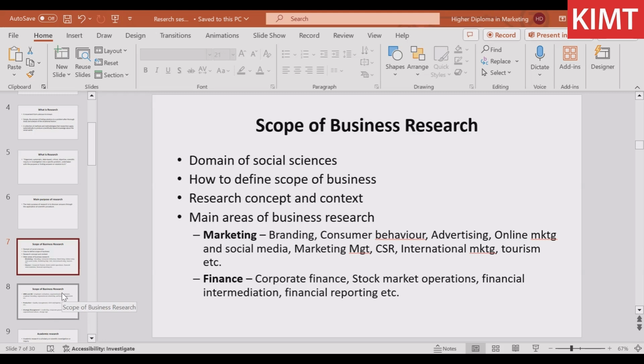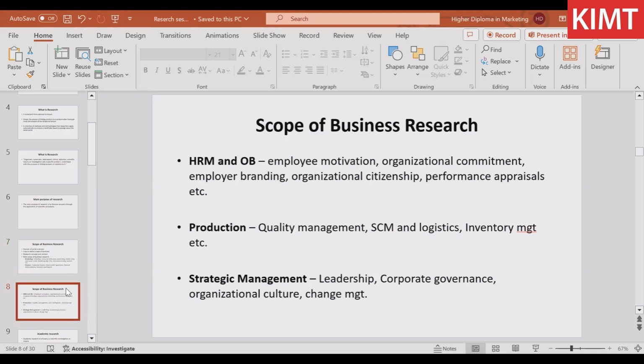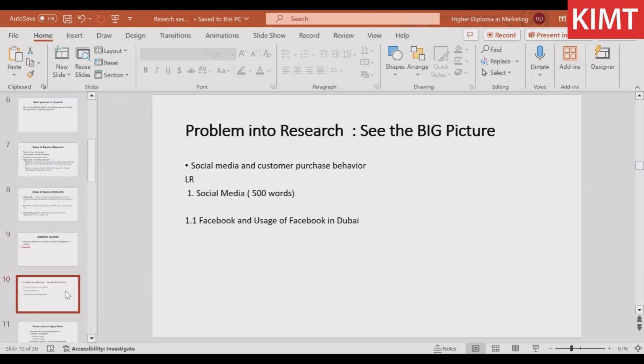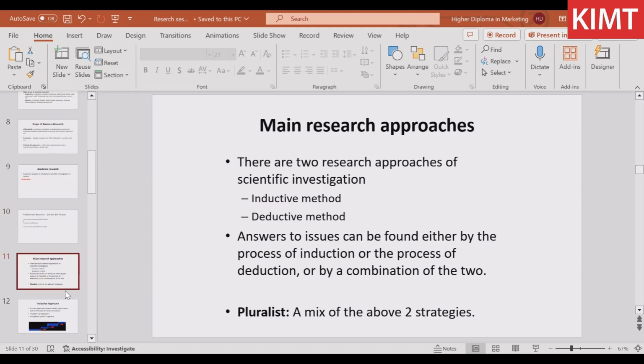Okay, so what I want to say is that you are into business studies, the business scope. Some examples I have put, like HRM, production, the strategic management side, how you do it, right? This is what we discussed.